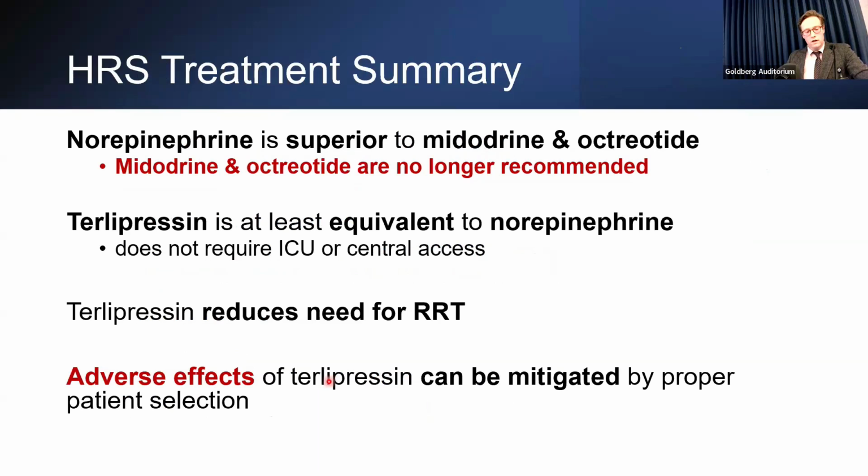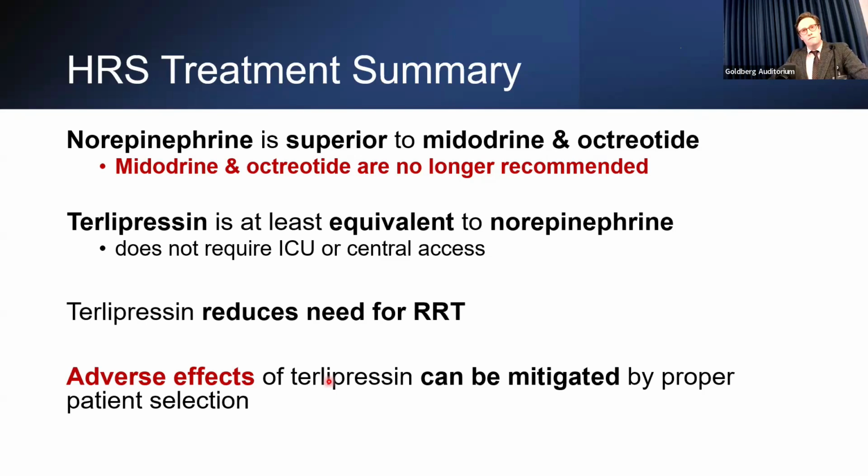So the treatment summary. I think it's safe to say that norepinephrine is superior to midodrine and octreotide. And in the GI societies, it's not in their guidelines. Terlipressin is at least equivalent to norepinephrine. And the benefit of that is you don't need ICU or central access. And some people will say, well, if we're kind of clever about it and get a PICC line beforehand, maybe we can avoid a central line if we see the writing on the wall.